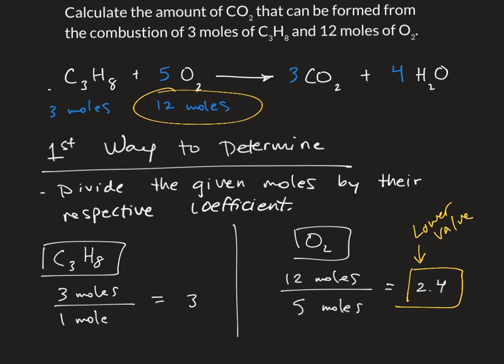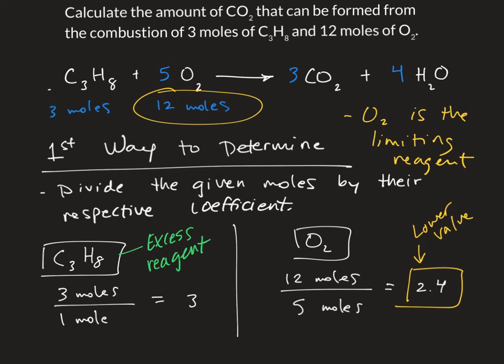Based on this quick calculation, oxygen is the limiting reagent. And if oxygen is our limiting reagent, that means propane is going to be our excess reagent. We're going to use up all of our oxygen, and we're going to have a little bit of propane at the end. So the maximum amount of carbon dioxide that can be formed depends on when oxygen is used up. This is the first way to determine the limiting reagent.